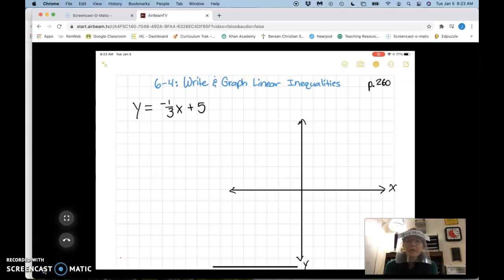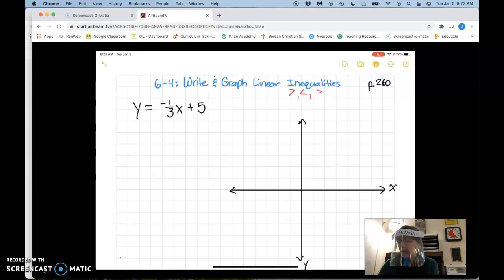Today we are going to work on section 6-4, write and graph linear inequalities. Inequalities are any equations that have a greater than or less than sign, or greater than or equal to, or less than or equal to sign. So that's what inequality means.